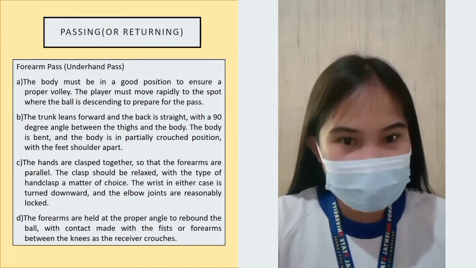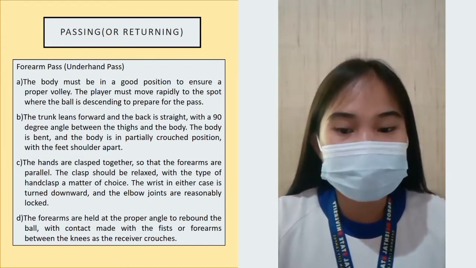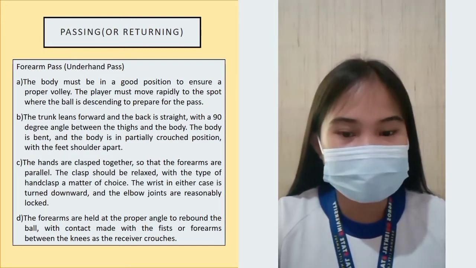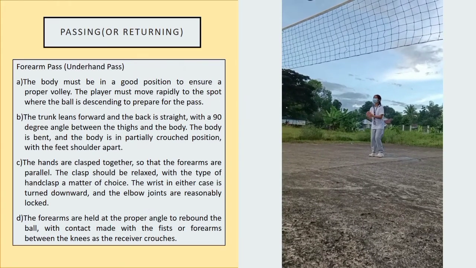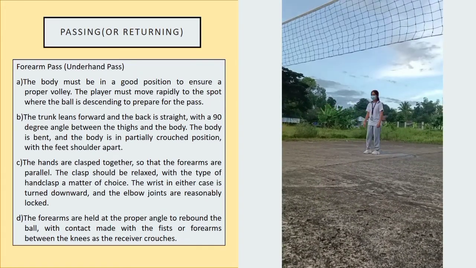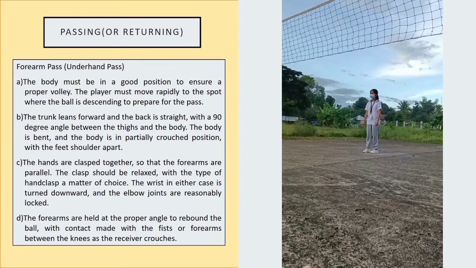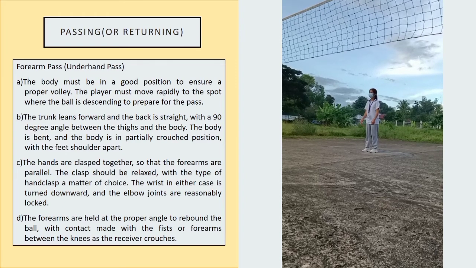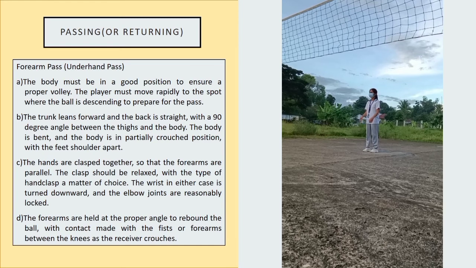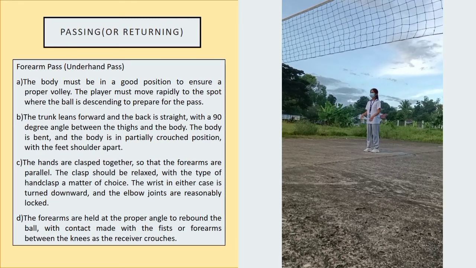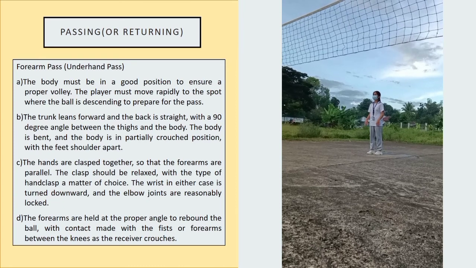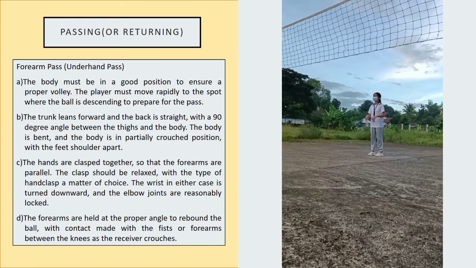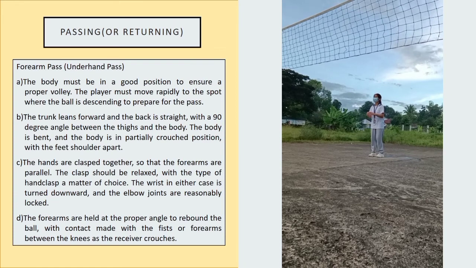We have the passing or returning. First, we have the forearm pass or the underhand pass. So how to do it? The body must be in a good position to ensure a proper volley. The player must move rapidly to the spot where the ball is descending to prepare for the pass. B. The trunk leans forward and the back is straight with a 90-degree angle between the thighs and the body. The body is in a partially crouched position with the feet shoulder-width apart.